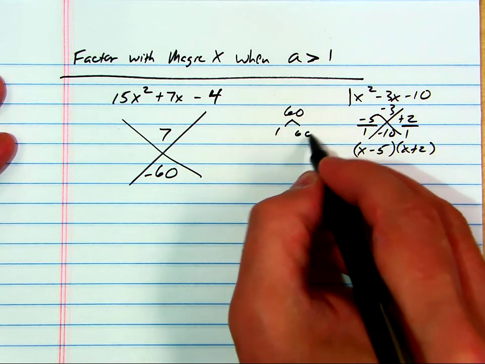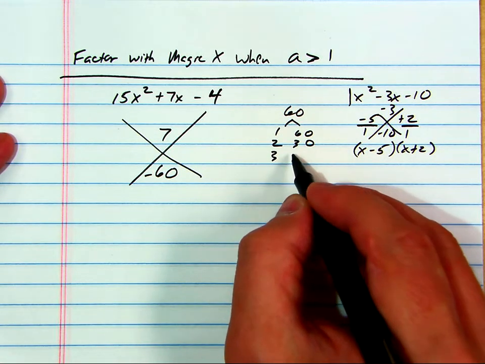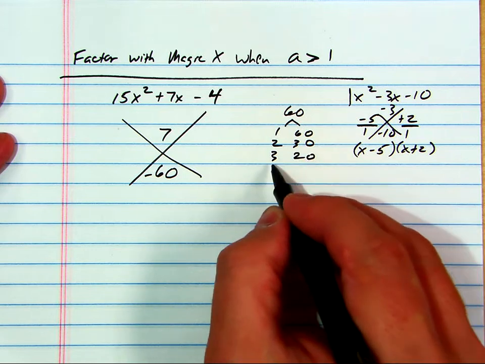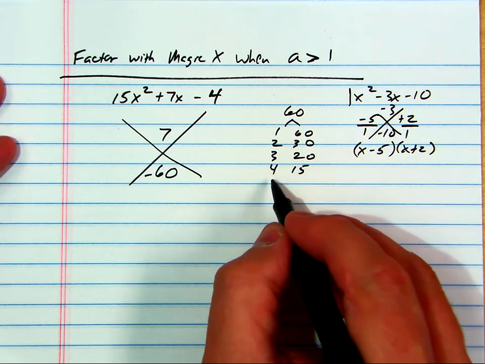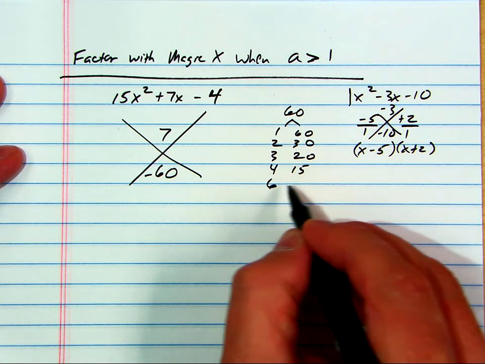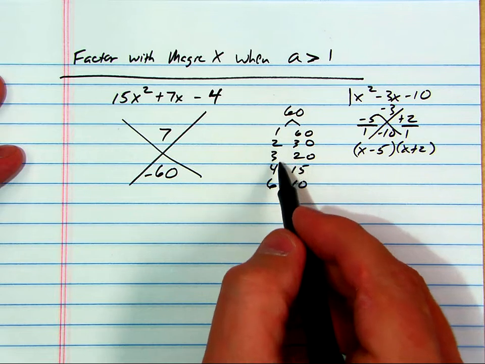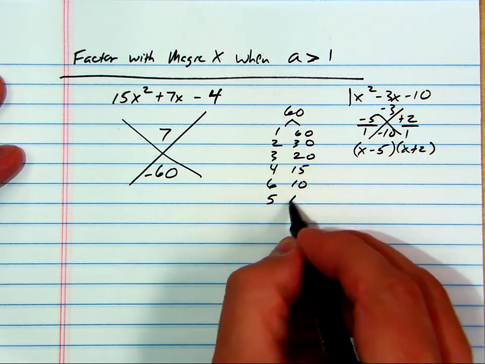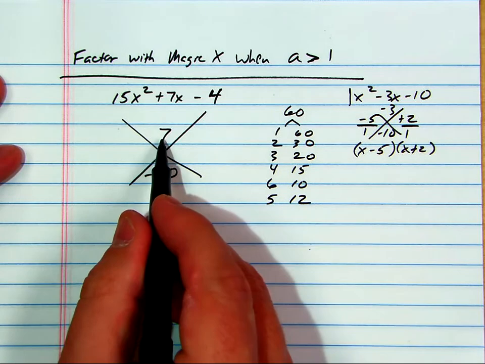So let's just make ourselves a little factor tree, take our time dividing. Let's see, 3 and 20, it's close. 4 and 15, closer. Let's see, 6 and 10. What's one that's 7 away? Did I skip something in here? How about, there it is, 5 and 12. I skipped; I didn't go slow enough. So 5 and 12 is 7 away.